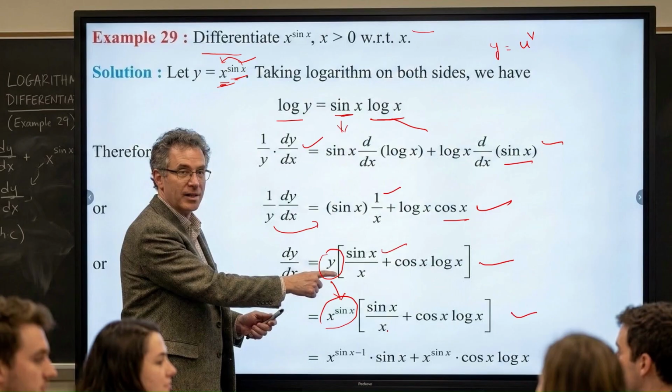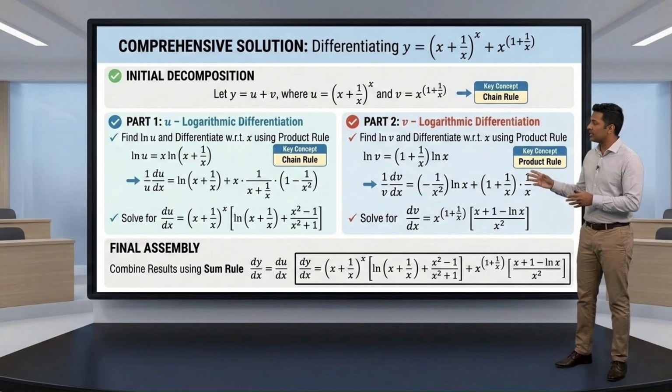If you take x common here, we can write it as an by x, that is an x to the power of sin x minus 1, because this is x to the power of 1. It will go to the numerator, meaning x to the power of sin x minus 1, this sin x as it is, plus x power sin x inside, these two terms as it is. Okay? Next, second example.